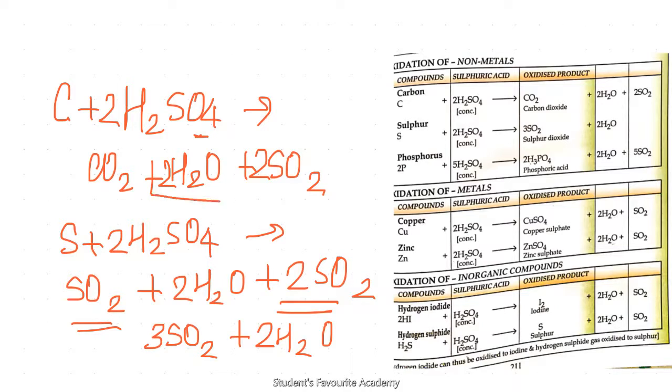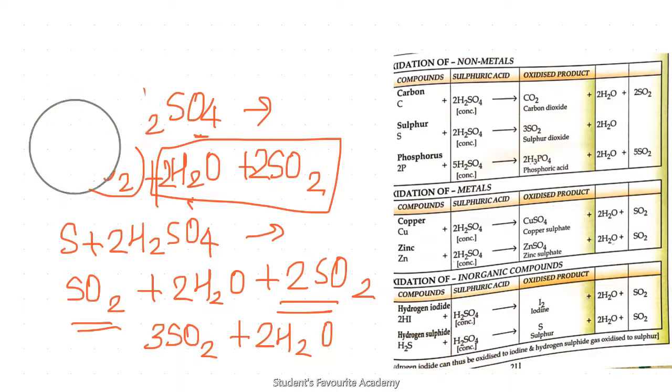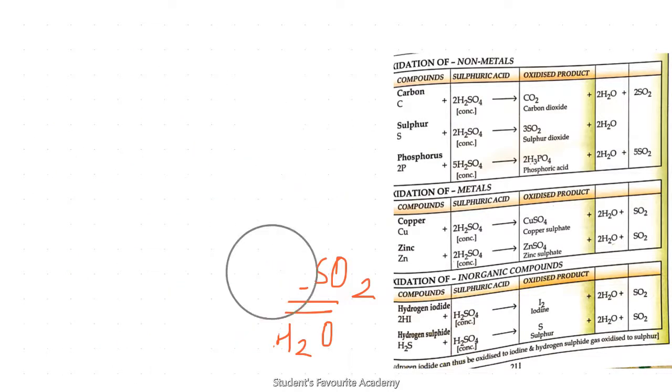These are acting as the side product. Okay, the non-metal element is getting oxidized, and the side products that are being formed are hydrogen, water and sulfur dioxide. Now we will see what happens when it reacts with metals.